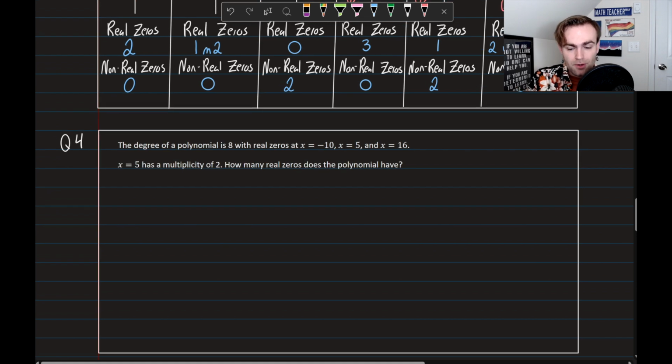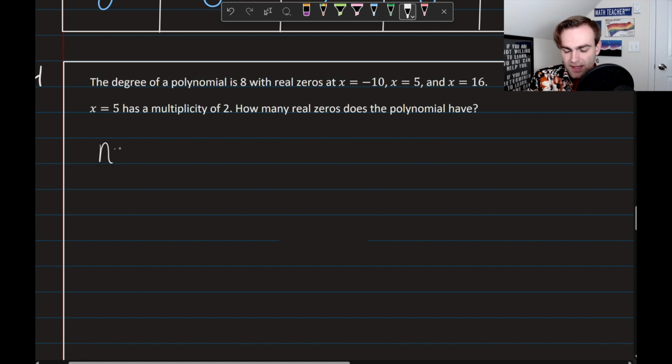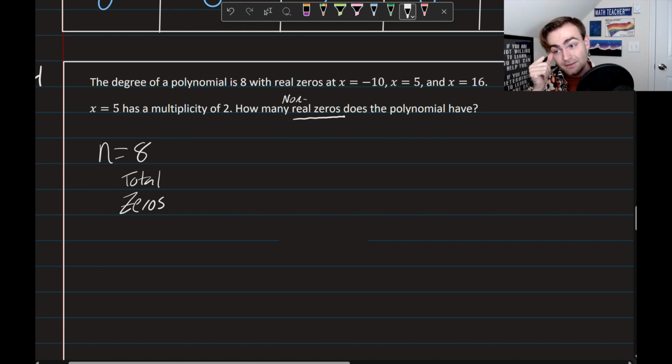Here's a really, really hard problem. The degree of a polynomial is 8, so n is equal to 8. That is the total number of zeros. It has real zeros at x equals -10, x equals 5, and x equals 16. x equals 5 has a multiplicity of 2. How many real zeros does the polynomial have? I think that's supposed to say non-real, actually. How many non-real zeros does the polynomial have? Yeah, that's a Mr. Willie mistake right there.